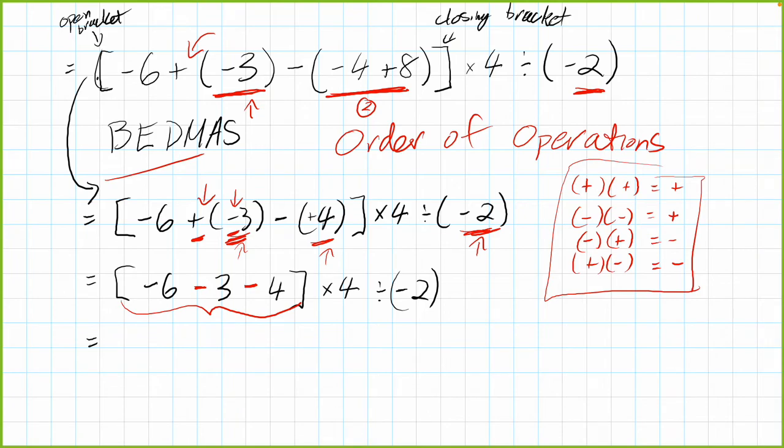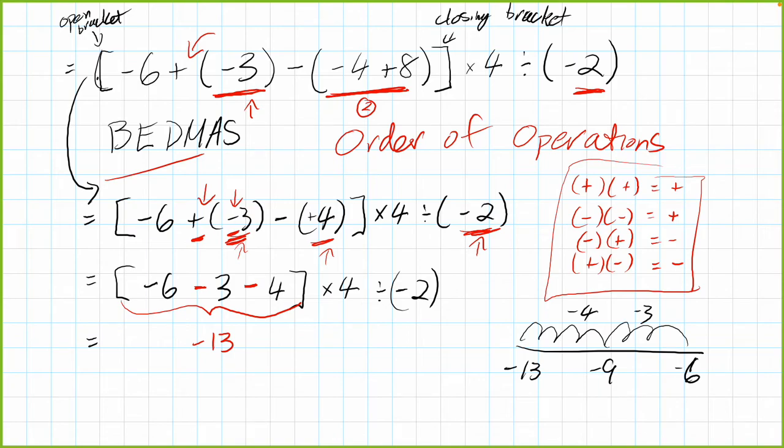If we take a look here, -6, -3, -4, essentially think of it like you're on a number line at -6, and then you're going to go back 3. That's going to take you to -9, and then you're going to go back 4 from there, which is going to take you to -13. So all of that actually equates to -13, which is going to be times 4 and then divided by -2.